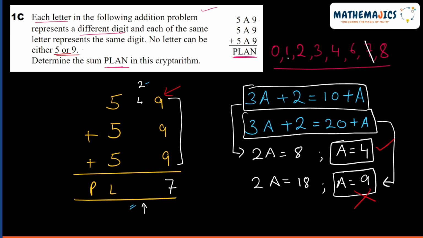So A will be 4, 4, 4 and 4. Let's check. 4, 4 and 4 gives us 12. 12 plus 2 gives us 14. 4 will come here and 1 will be carried forward. What will be the sum of this column? 5 times 3, 15. 15 plus 1 gives us 16. So PLN will be 1 and 6.